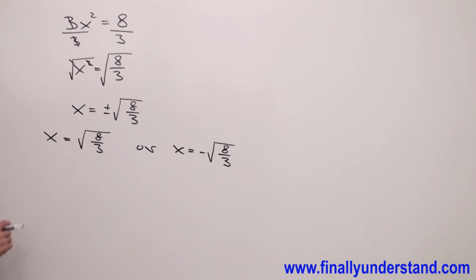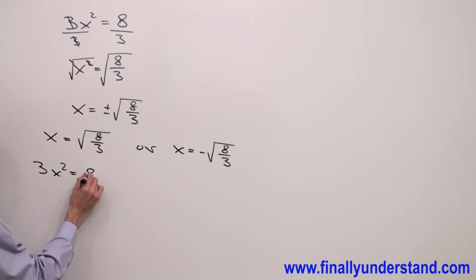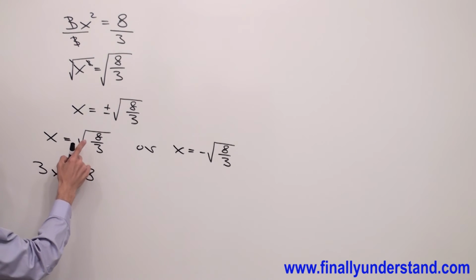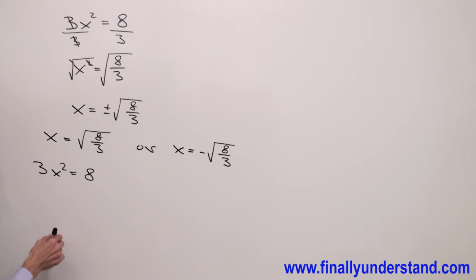So, what we're supposed to do next? We're supposed to verify if our answer is correct. So, basically, take the original equation. We have 3x squared equals 8. And substitute this x by square root 8 over 3 and later on by negative square root 8 over 3.